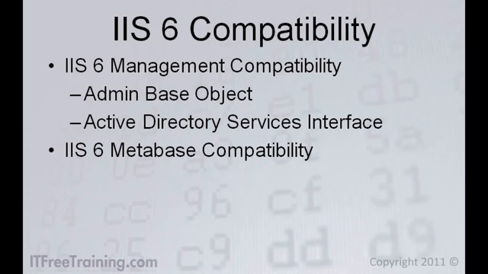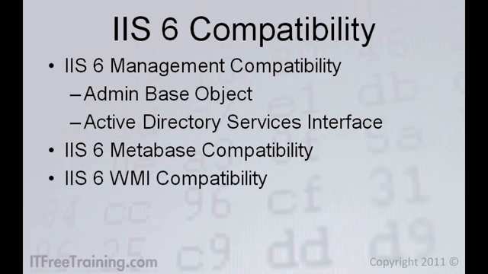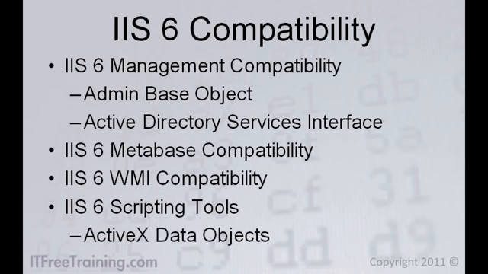If your ISS 6 web applications use Windows Management Instrumentation, or WMI, to configure ISS, you may need to install ISS 6 WMI compatibility. This will provide the ISS 6 WMI interface for your web applications. With ISS 7, there have been a lot of improvements and additions to scripting. Microsoft provides the ISS 6 scripting tools component to allow you to run and later migrate these scripts to ISS 7. This component also installs ActiveX Data Objects.